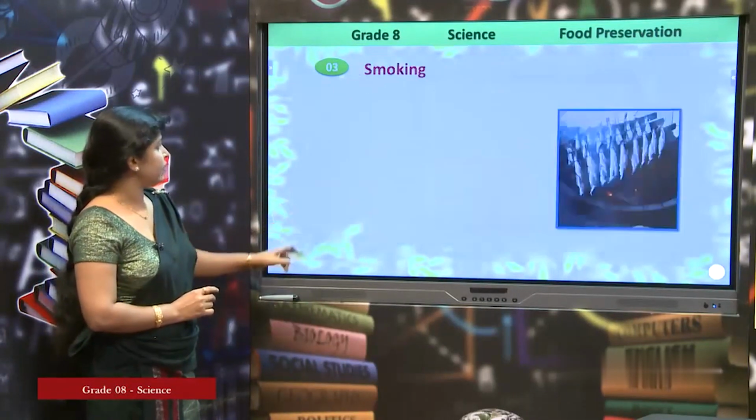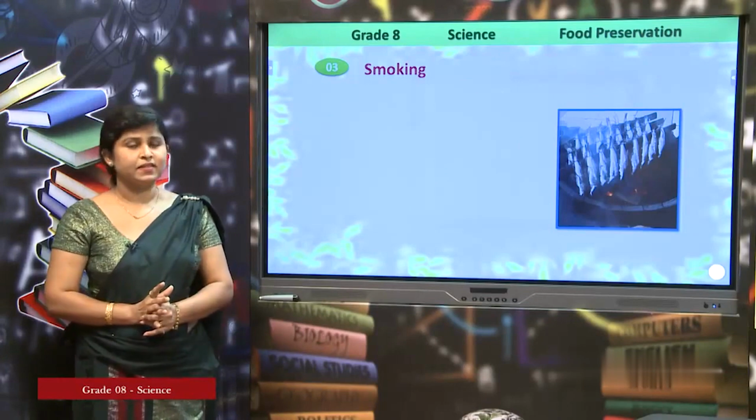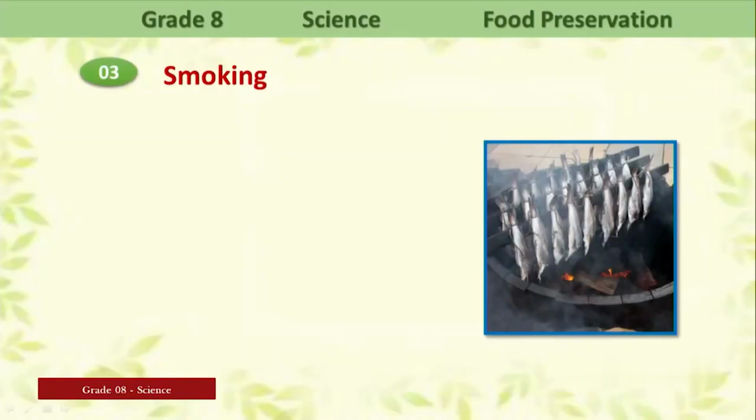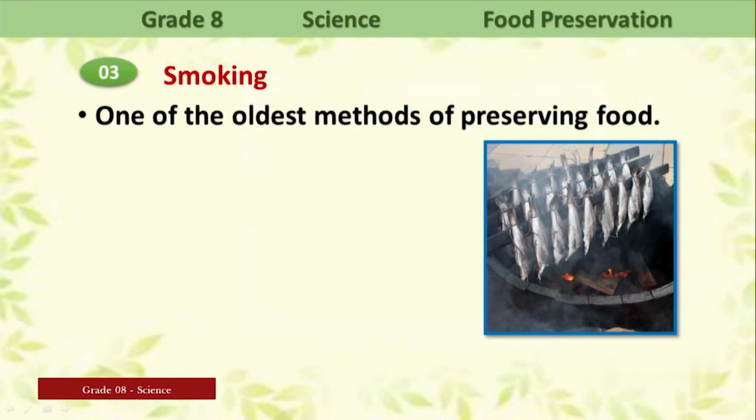Let us see the next one. Smoking. I have given you a picture there of how smoking is done to preserve fish. It is one of the oldest methods of preserving food, because it was used in the past also.